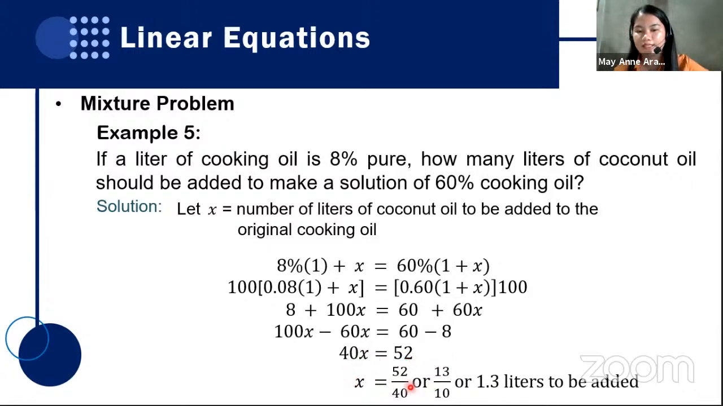Divide both sides by 40. So, you have 52 over 40 or about 1.3 liters. 1.3 liters yung value ng x. So, that is the number of liters of coconut oil should be added to make a 60% cooking oil. So, ganun lang yung technique doon. Sa resulting, then just add yung amount na pinag-combine. So, multiply nyo lang dun sa target percentage ng solution.